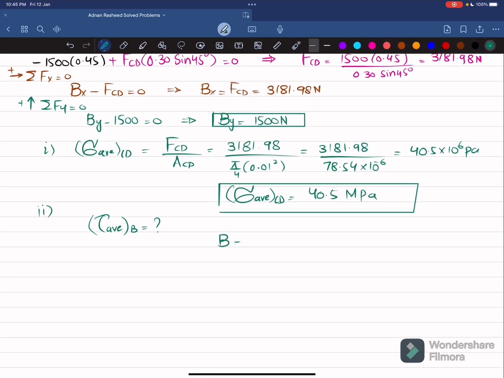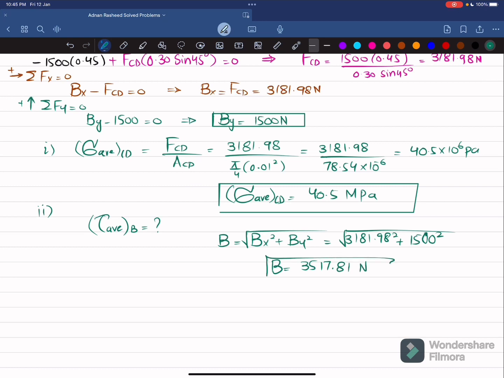So B is equal to the square root of bx square plus by square. Put the value: bx is 3181.98 square plus by is 1500 square under the root. So you will get B equal to 3517.81 Newton.